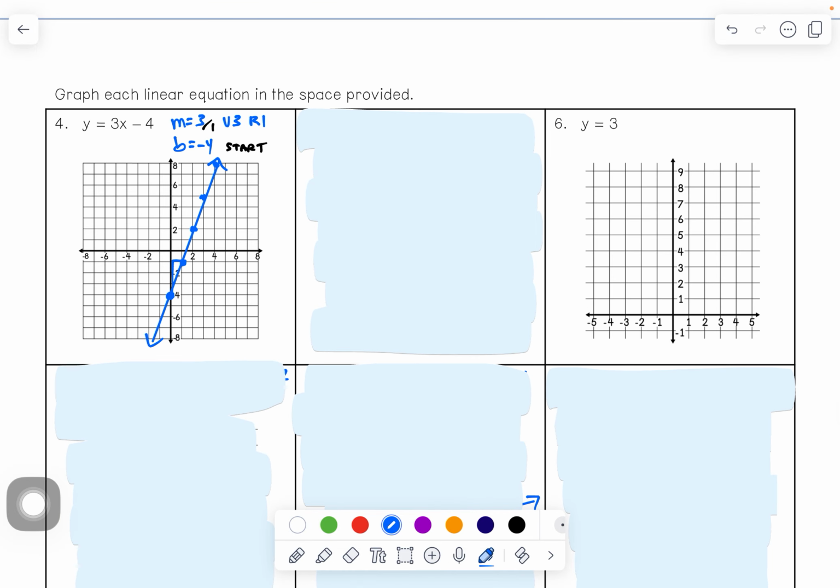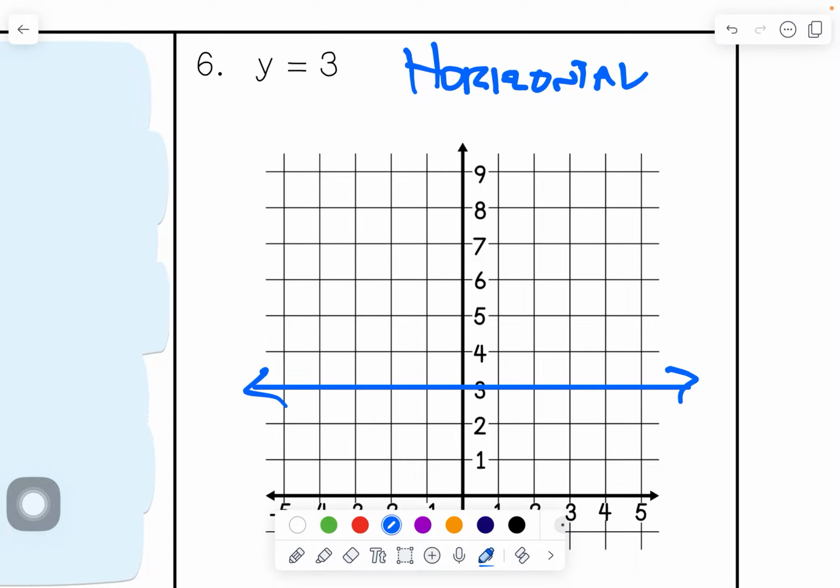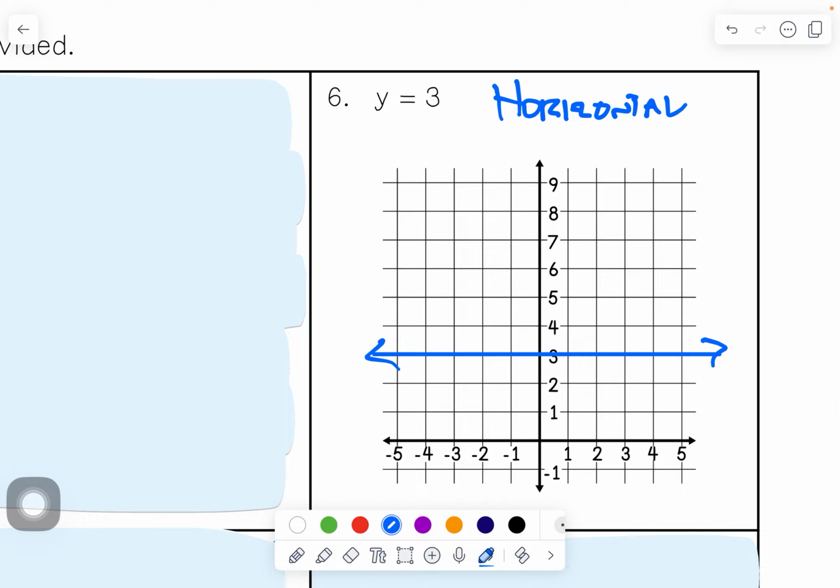Next one here's a special case, right? Just a y equals. Okay, so I need to remember that that's a horizontal line. I don't have any fancy ways for you to remember that, right? It says y is horizontal, x is vertical. So y equals 3 for the whole equation and for the whole line. All right, so a horizontal line where y is 3. Y can't be any other number but 3. X can be any number. Y has to be 3.